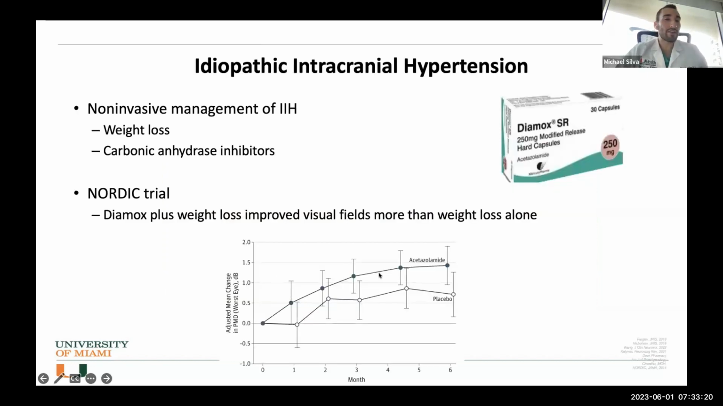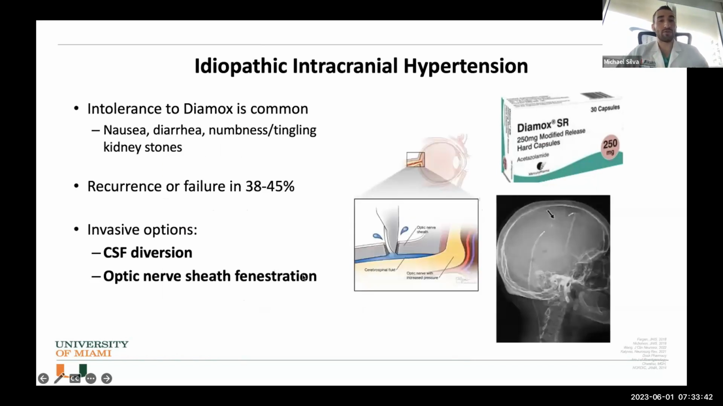This is typically managed non-invasively, and this happens before these patients even get to neurosurgery. The mainstay of treatment is weight loss, as well as carbonic anhydrase inhibitors. There's a classic trial called the Nordic trial, which showed that Diamox, in addition to weight loss, improved visual fields more than weight loss alone. This is typically managed by the ophthalmologist and the neurologist, but there are always patients who fail that.